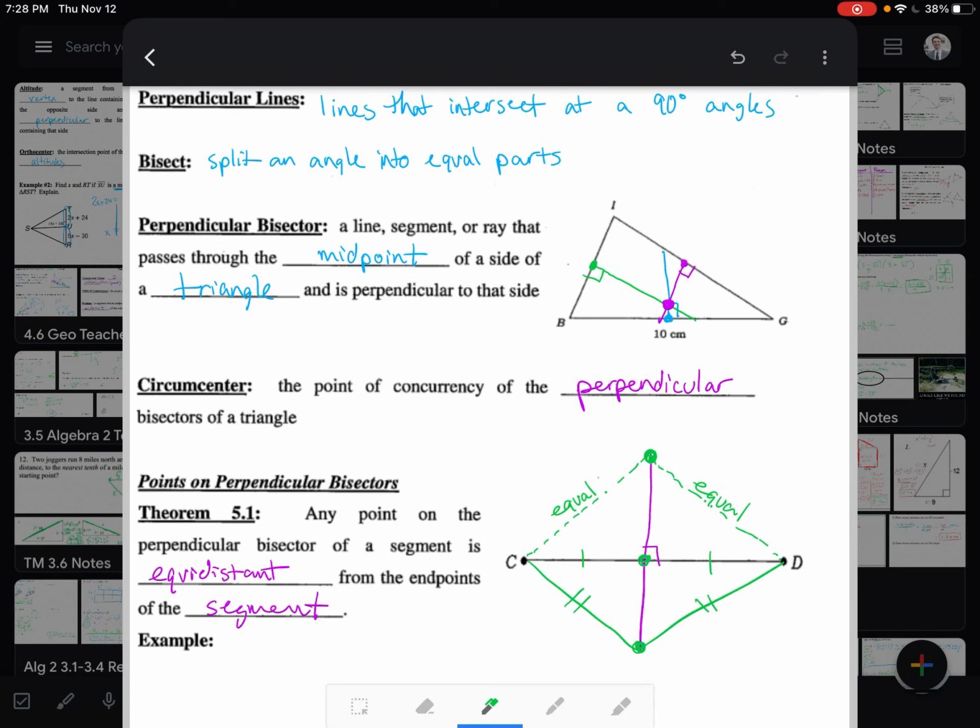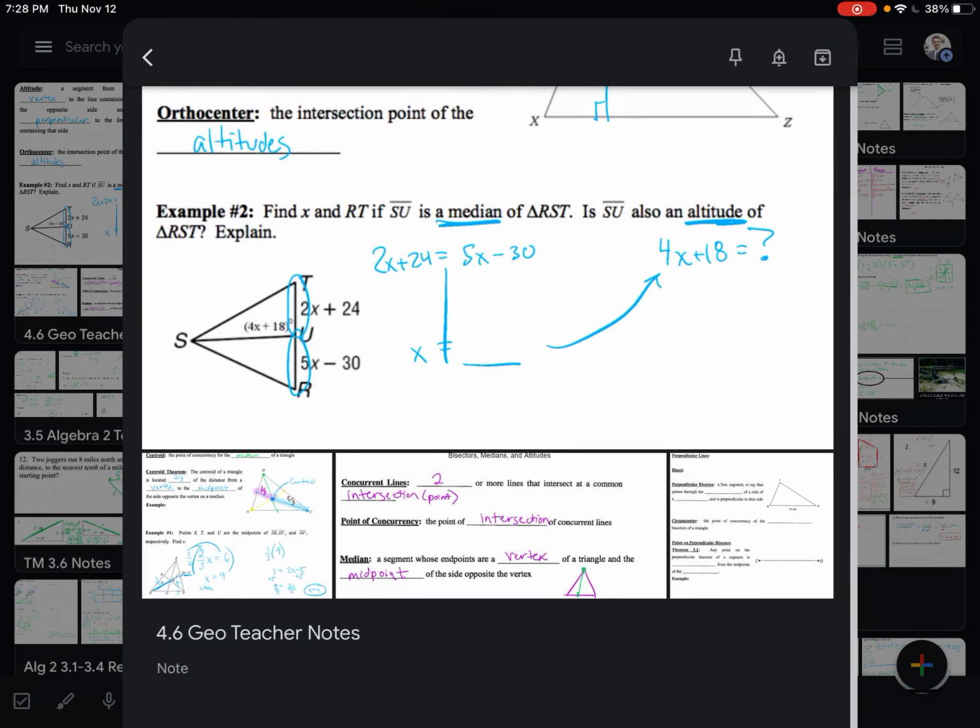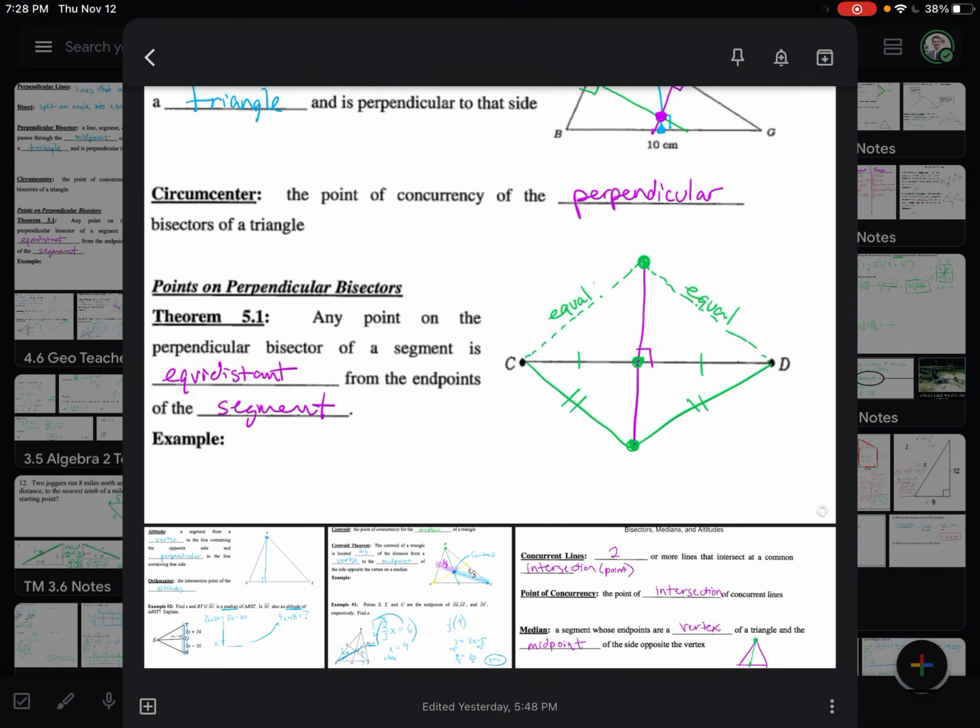So again, quite a few vocab words today. Make sure we're keeping track of those, and that's going to wrap it up for our video.